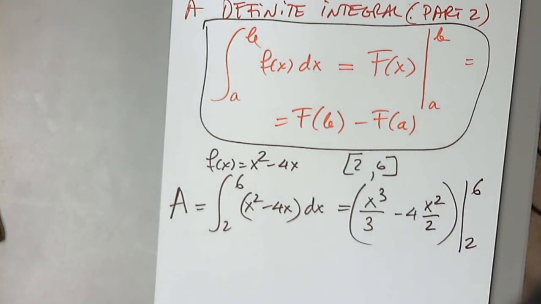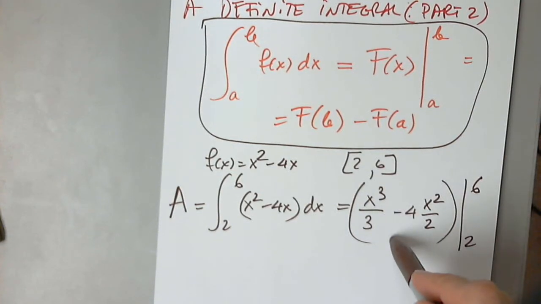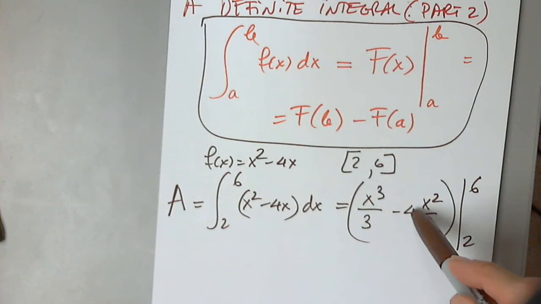So one more time. Let's check. X cubed over 3 prime is x squared. Would you agree? Negative 4x squared over 2 prime will be negative 4x. Agreed? Yes? Good. So the fundamental theorem of calculus says, now this is your antiderivative for this function. Plug in 6 and subtract when we plug in 2.